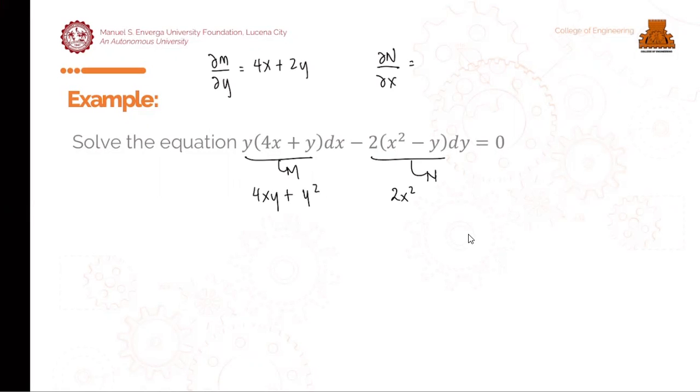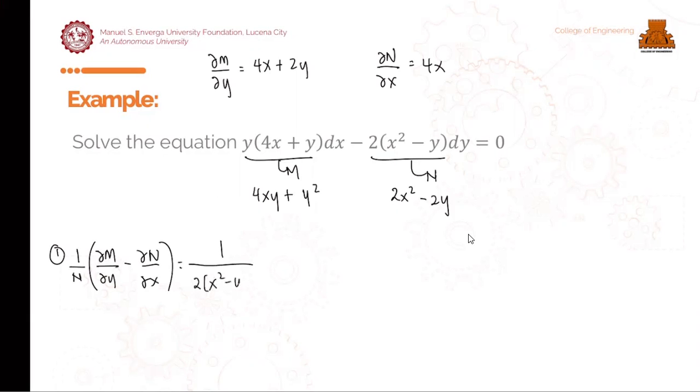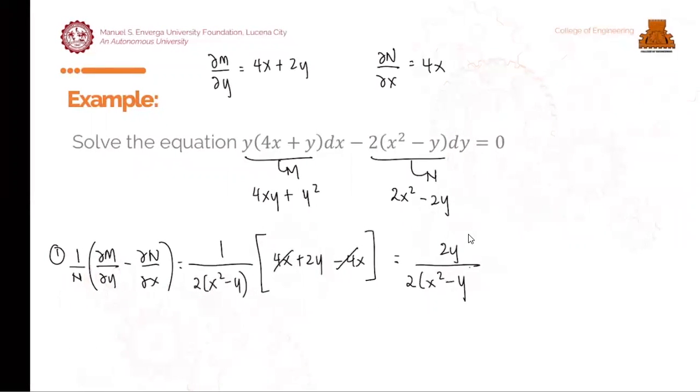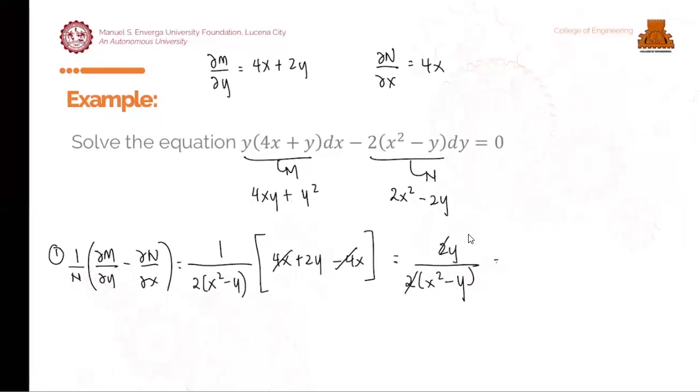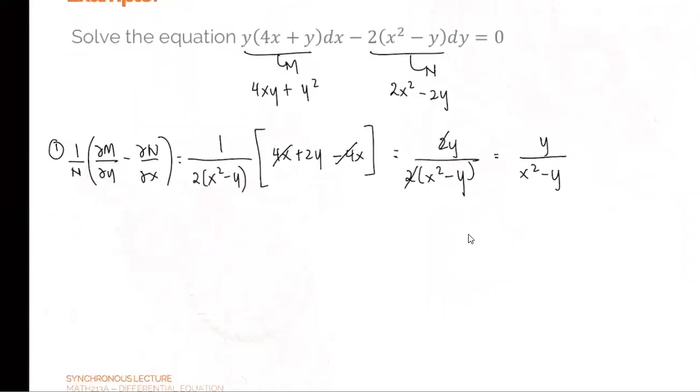So, pwede natin sama yung sign, pwedeng hindi. Sige, try natin wag sama yung sign. Minus 2y. So, this will be 4x. Okay? So, first formula natin, 1 over n times partial of m over partial of y minus partial of n over partial of x. So, we have 1 over 2 times x squared minus y times partial of m natin is 4x plus 2y and minus 4x. Okay. Then we have, so this will be cancelled out. So 2y over 2 times x squared minus y. Okay? Cancel out yung 2. So we have y over x squared minus y, which is not a function of x alone.